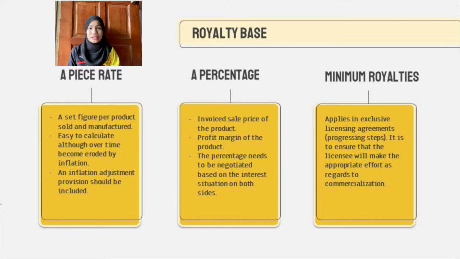The second royalty base is a percentage. It is the invoice sale price of the product, the profit margin of the product, and the percentage needs to be negotiated based on the interest situation on both sides.